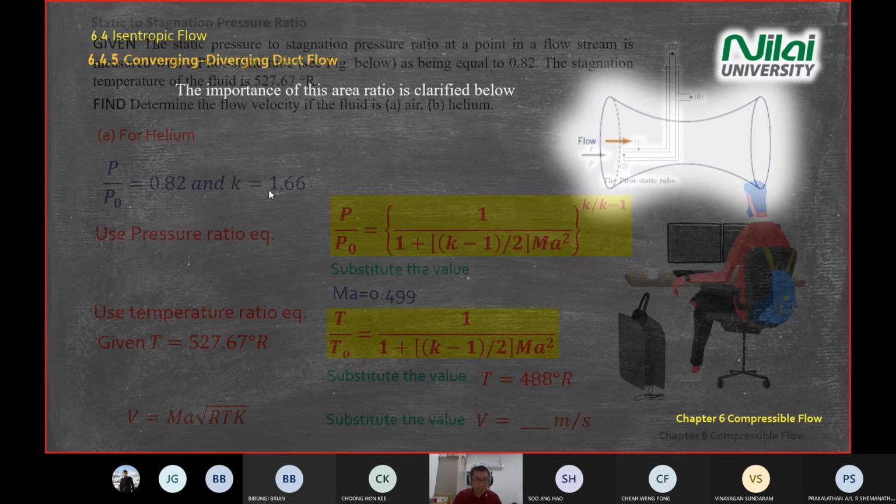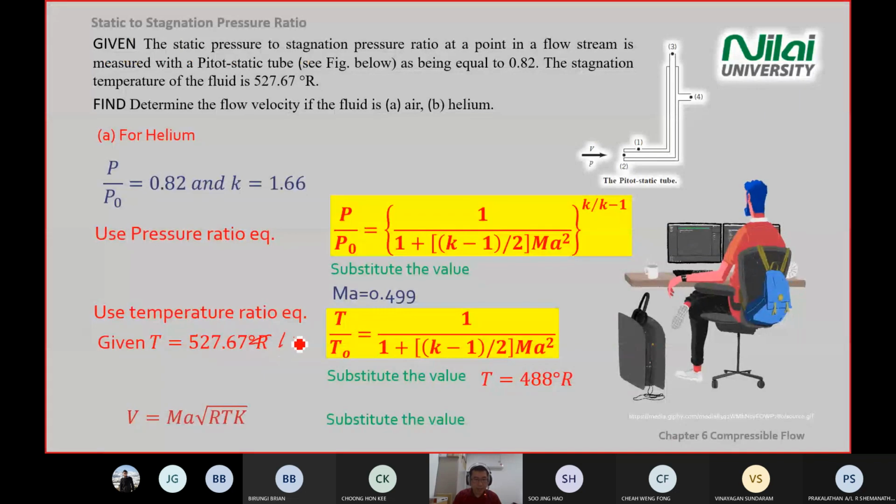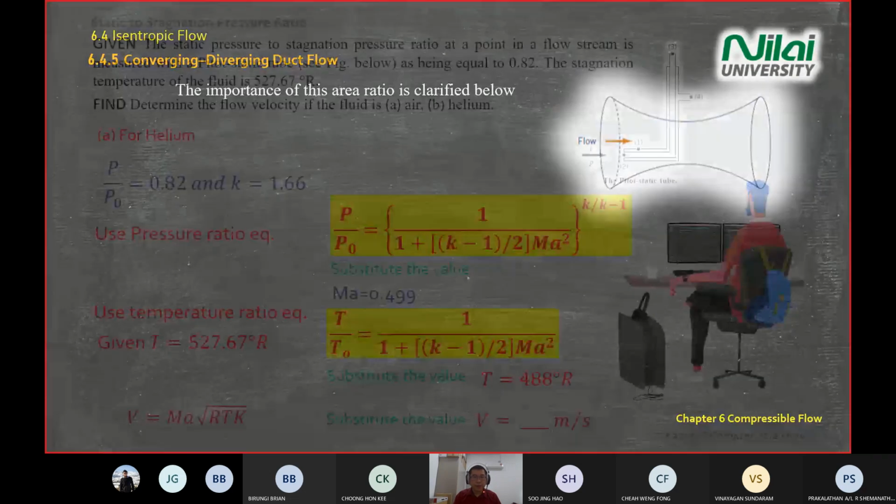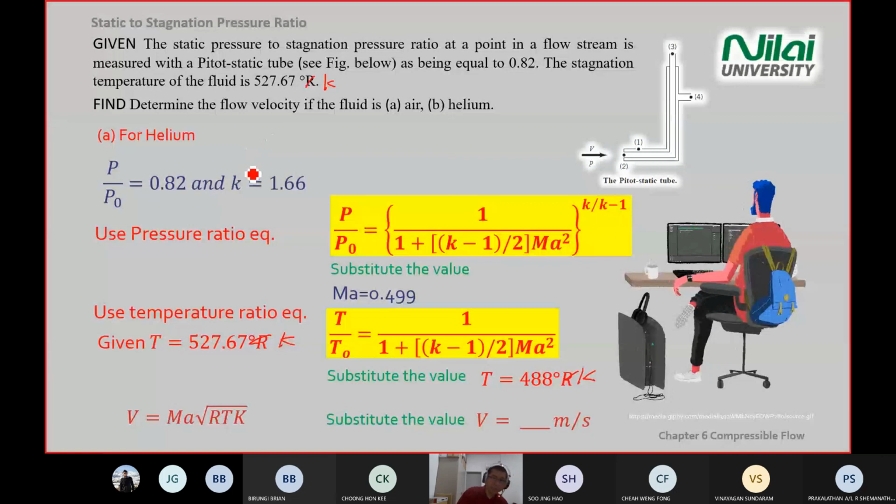Again, there's a typo error. This is not R. This is K, Kelvin. Temperature is in Kelvin. Just make a small note. Temperature here is not R, it's K, Kelvin. All right, so we stop at this example.